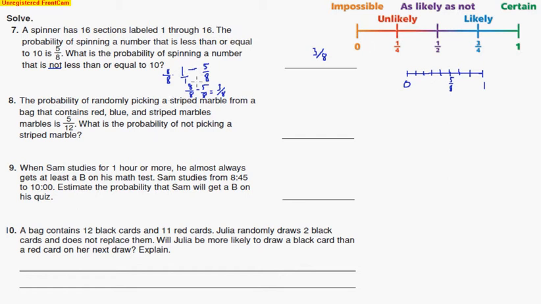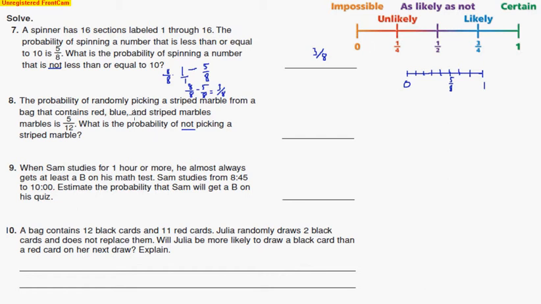Using the concept will end up making the problem go a little bit faster once you get the idea. And so let's take a look at this next one here. The probability of randomly picking a striped marble from a bag of red, blue, and striped marbles is 5/12. So there's 5 out of 12 striped marbles. What is the probability of not picking a striped marble? So that's picking a red or a blue marble.